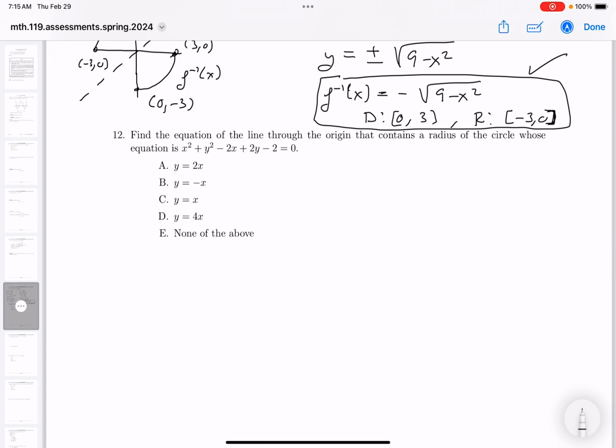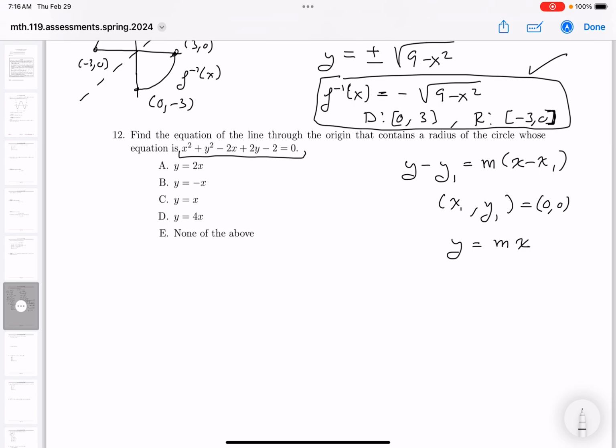All right, this one, it says find the equation of a line through the origin. I want to put an equation of a line that's going to be y minus y1 equals m times x minus x1. Now, if it goes through the origin, the point x1, comma y1 would be 0, 0. So I know that this is going to be y equals mx now. That's the equation. I certainly see a choice there, all mx. What I got to do is keep reading it. And they go on, it says it goes through the origin, but it also contains the radius of this circle over here. Well, let's write this down now.